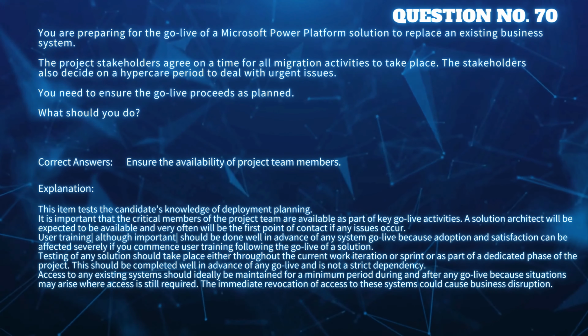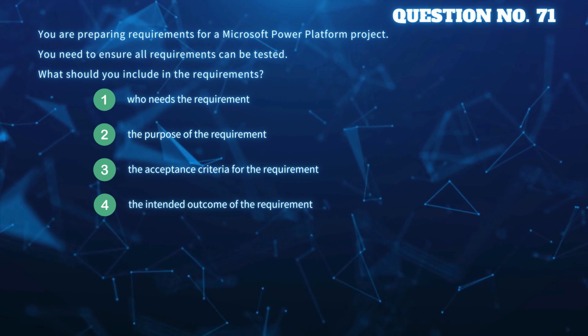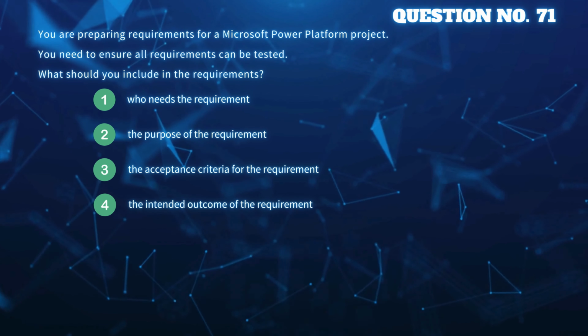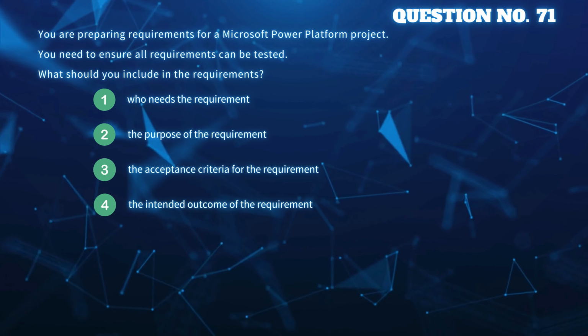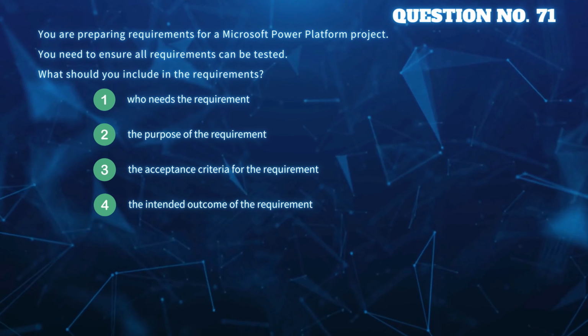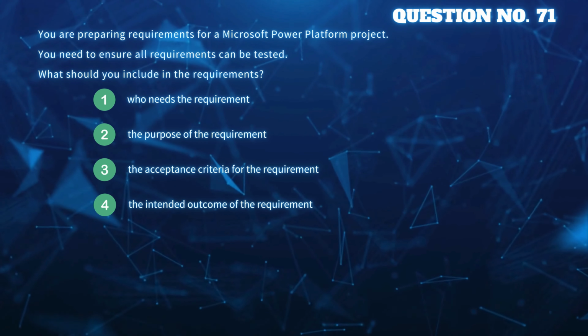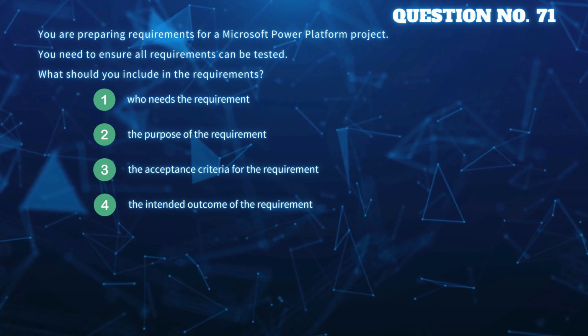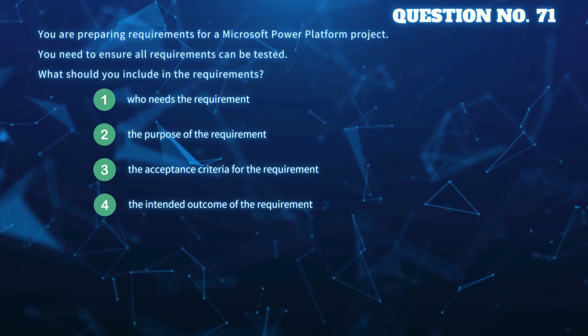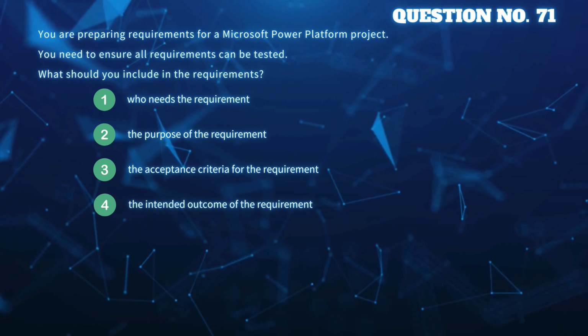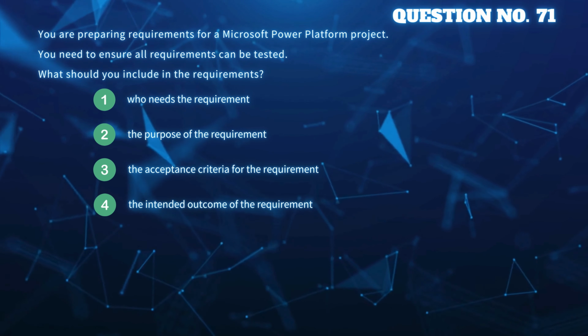You are preparing requirements for a Microsoft Power Platform project. You need to ensure all requirements can be tested. What should you include in the requirements? Option 1. Who needs the requirement? Option 2. The purpose of the requirement. Option 3. The acceptance criteria for the requirement. Option 4. The intended outcome of the requirement.